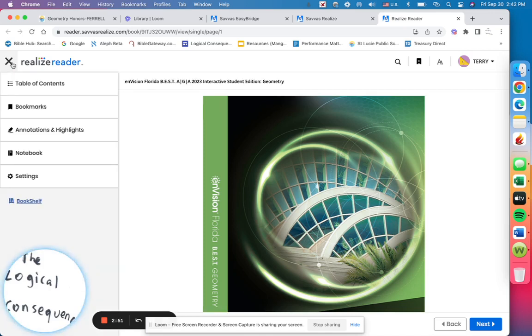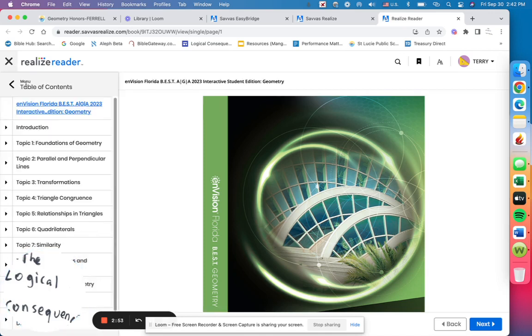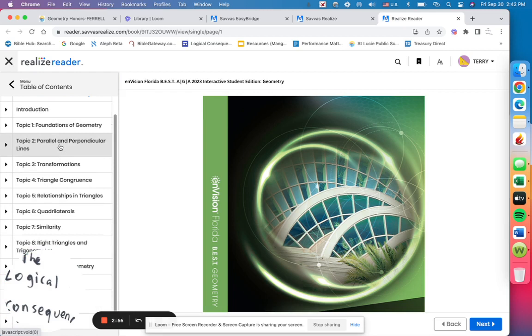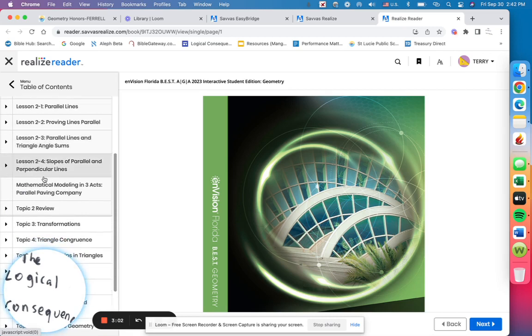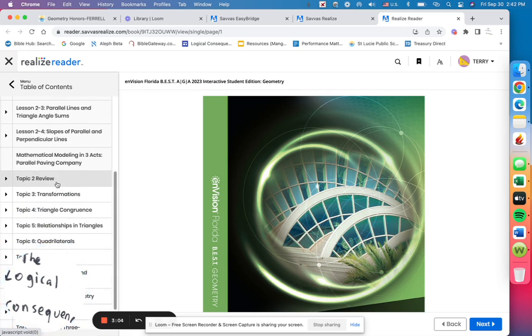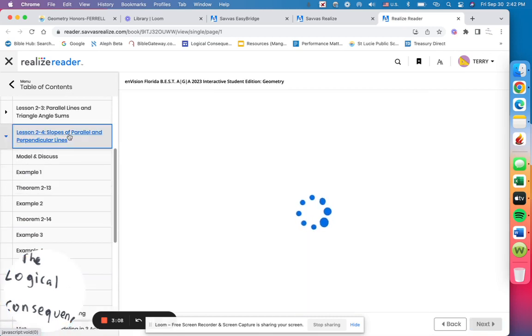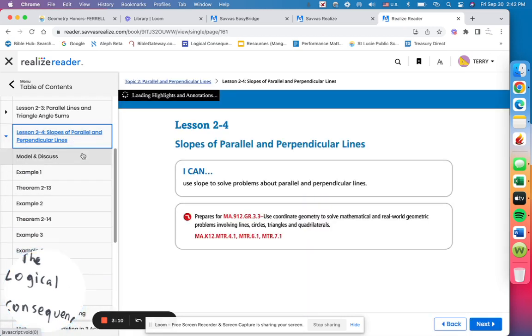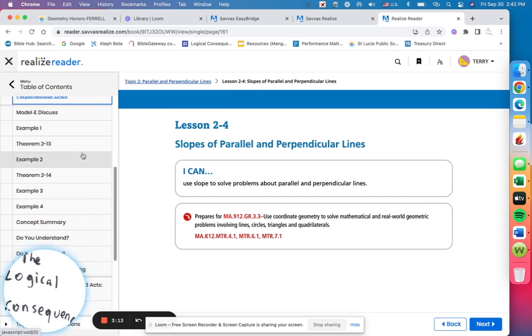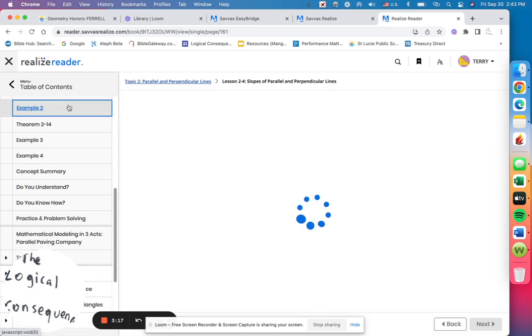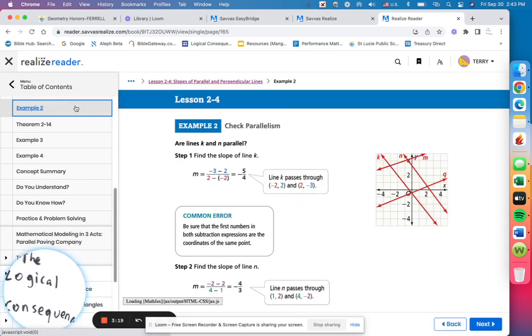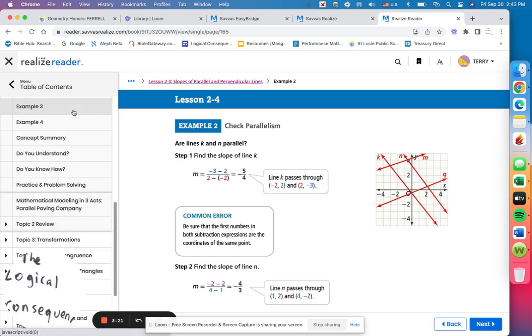So I'm going to click over here. I'm going to go to the table of contents. I'm looking for our page. Well, we are actually in topic 2. So I'm going to do the drop down. And the assignment that I gave you last was, let's go here first. Slopes. Now in this section, this is basically the whole textbook. You could go through and look at the examples because they're great, just to kind of help you understand the concept. That's a great example there.